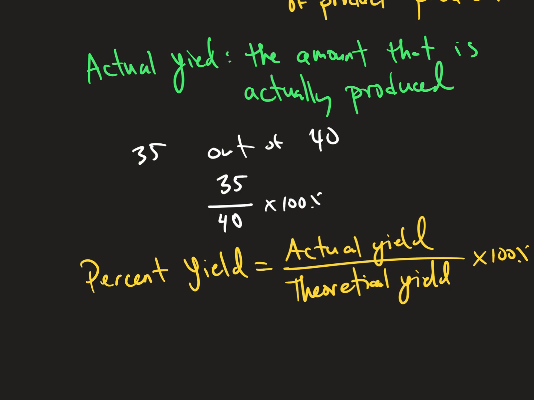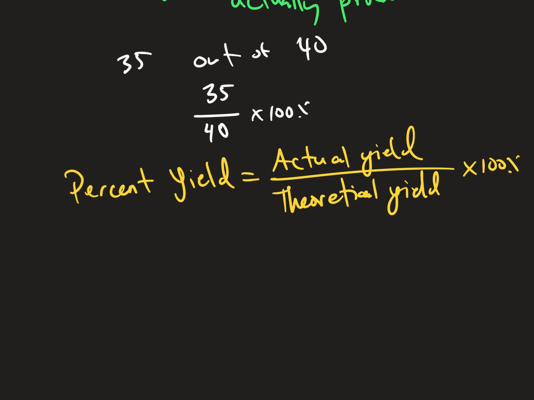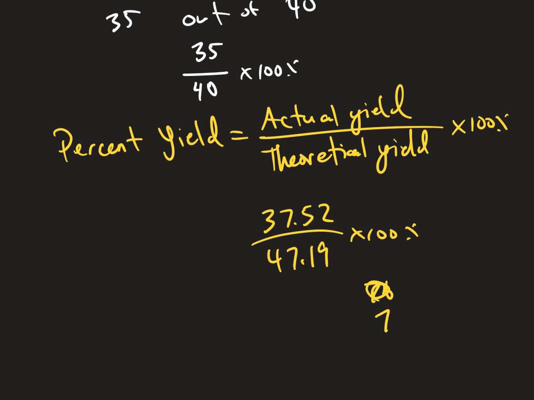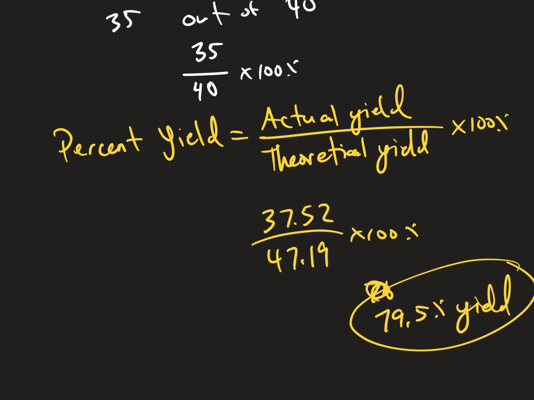What do you get? 78.31. 78.5-ish? So our actual yield is 37.52, and we got 47.19 for our theoretical yield. We all do this? So we get 79.5% yield. That means we need to make better measurements, right?